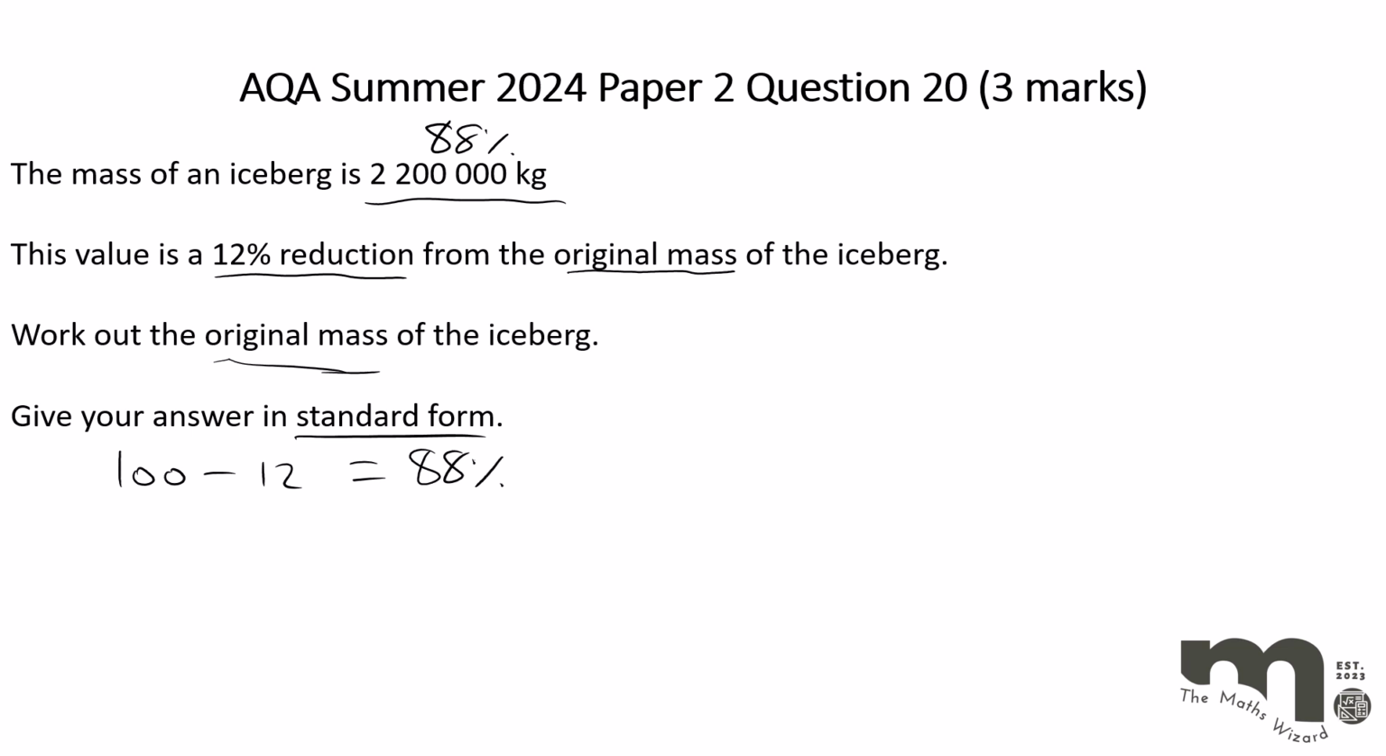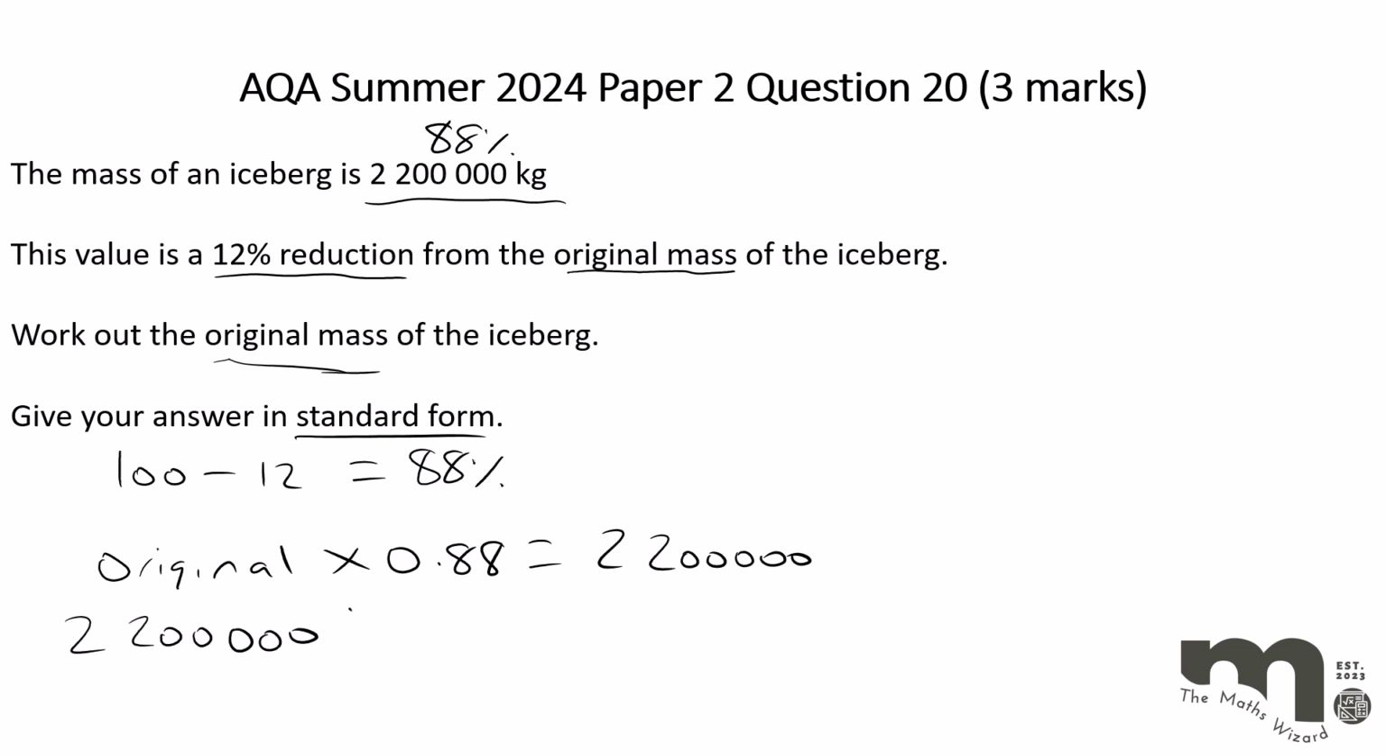So there's a couple of ways you can do this. You can use your multipliers. So what's happened here, we've had the original, we've multiplied it by 0.88 and we're left with this 2,200,000. So to work backwards, we can just divide by this 0.88 and that will get us to 2.5 million. So 2,500,000 is the value before it's reduced by 12%.